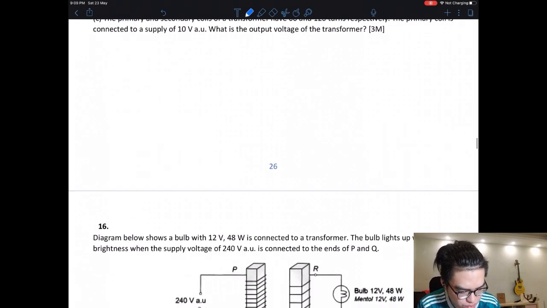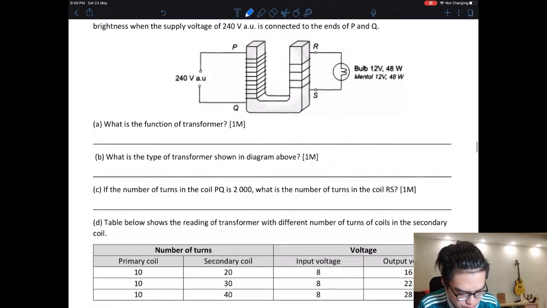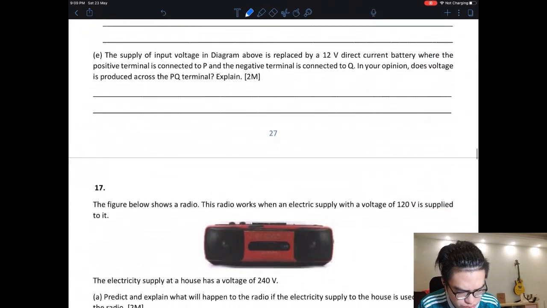So C you calculate yourself. The rest I'll leave it up to you to do. They're all pretty much repetitive questions.